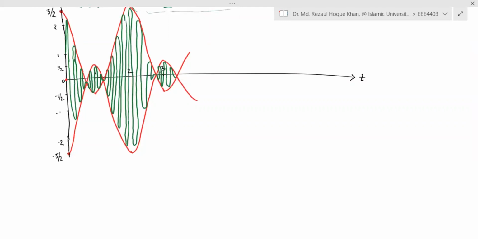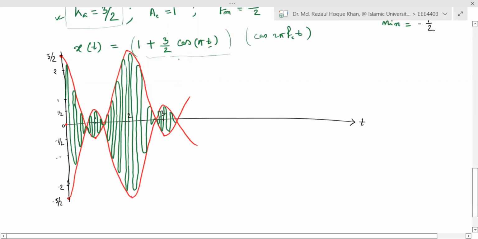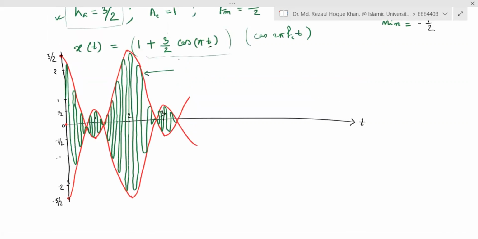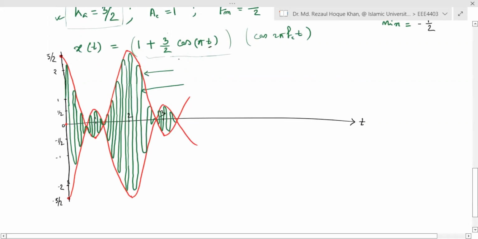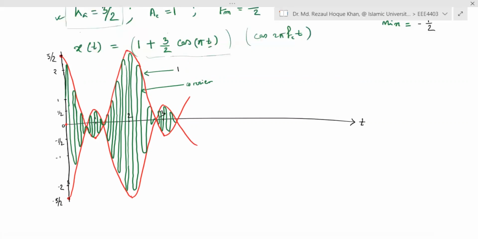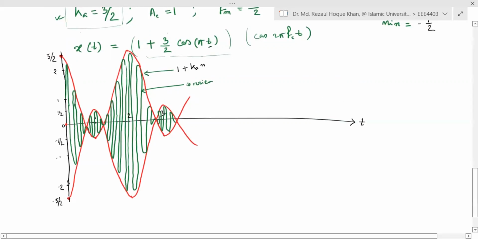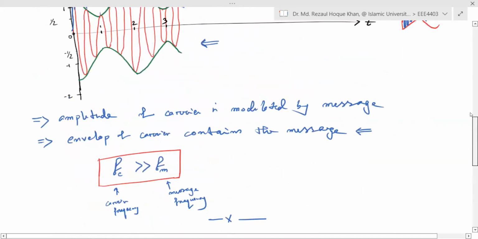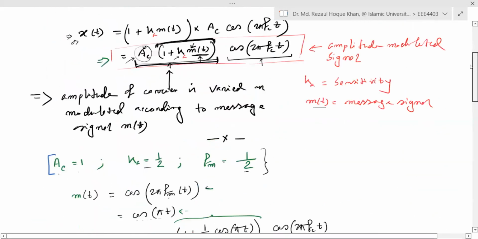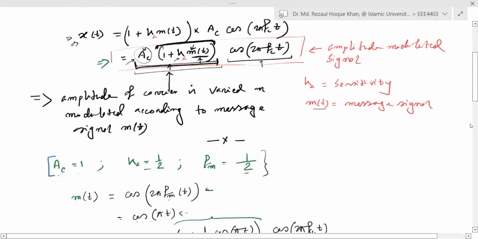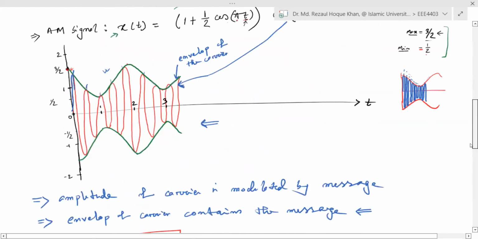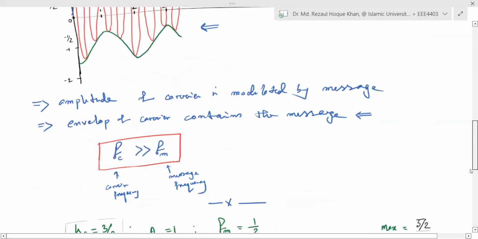Okay, so here, what are those values? We can see, who is this? This is actually our carrier, right? What is our carrier? Whatever it is, it is our carrier. What is this one? This one is 1 plus Ka m(t), the message signal, right? This portion. So for our case, 1 plus Ka m(t), that part is the message one.